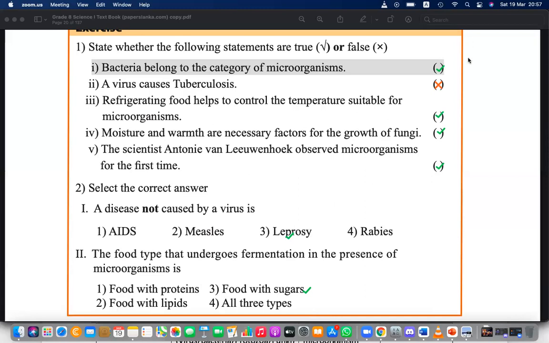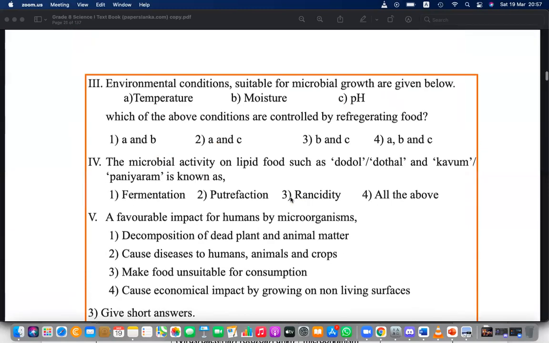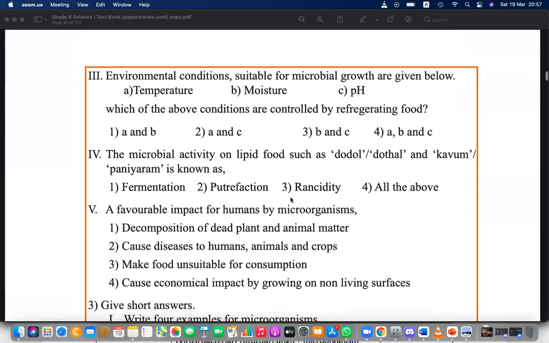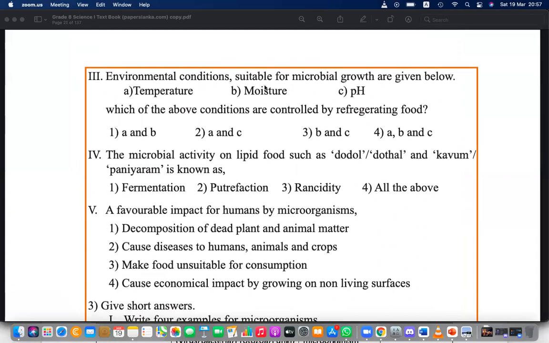Okay, this is easy, I guess. The next one: environmental conditions suitable for microbial growth are given below: temperature, moisture, pH. Which of the above conditions are controlled by refrigerating the food? A and B. Yes, moisture and temperature can be controlled by refrigerating.